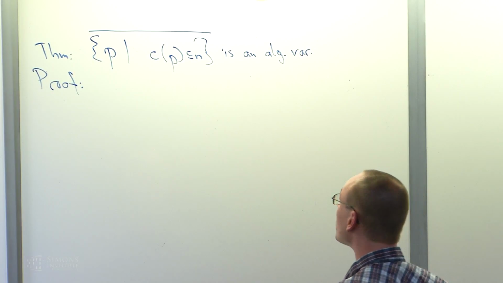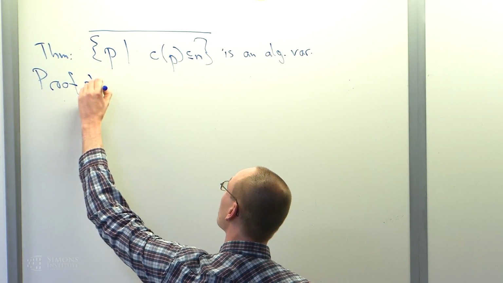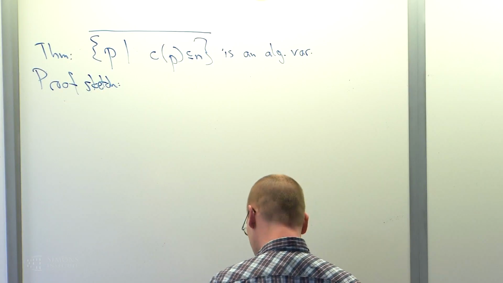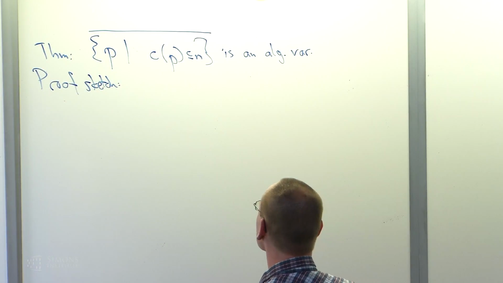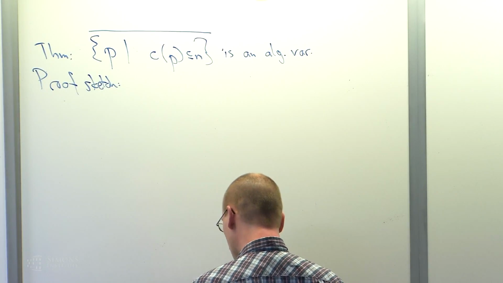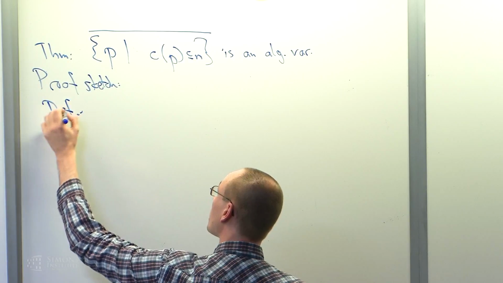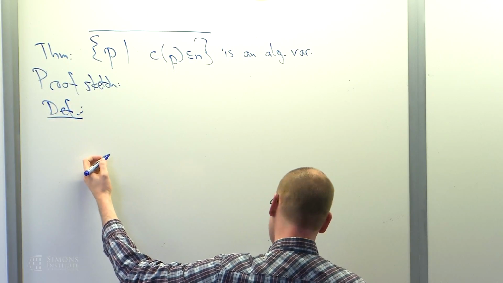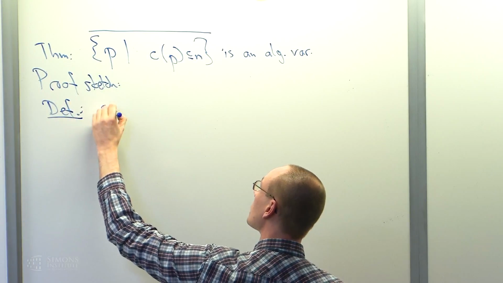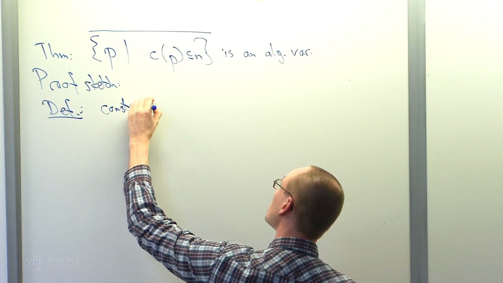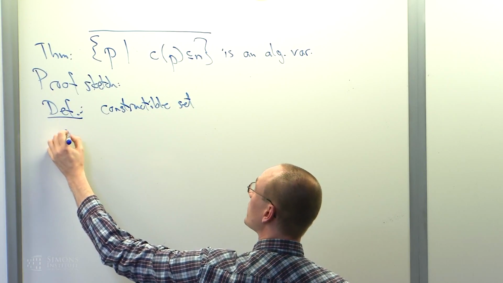So okay, let me sketch this. This is a proof sketch. Now we want to have this additional structure on this set. First of all, we prove that it's so-called constructible. So what's a constructible set? First of all, algebraic varieties are constructible.